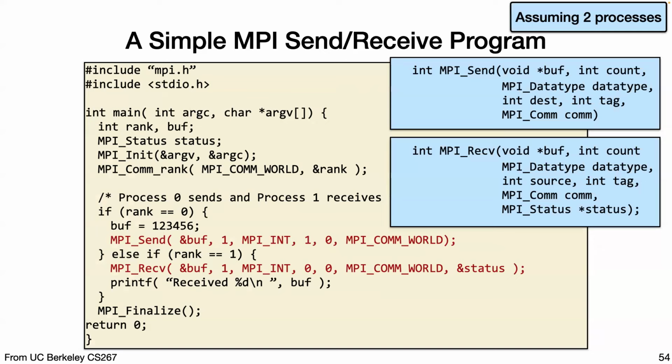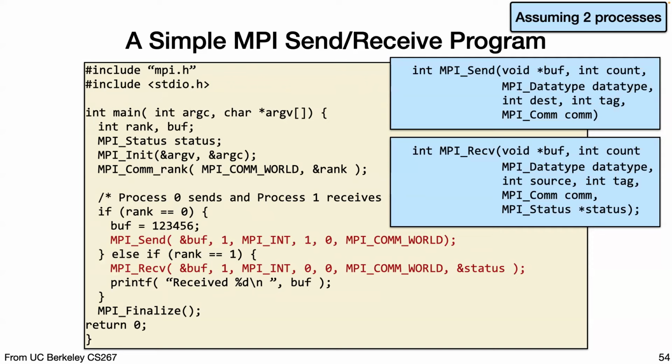Yes, we can do the simple example, and then I'm probably out of time. Okay, so assuming that you have two processes, and remember that these are the APIs for send and receive, and that everybody is running this code. So you init, you get your rank, and process 0 is going to send, and process 1 is going to receive.